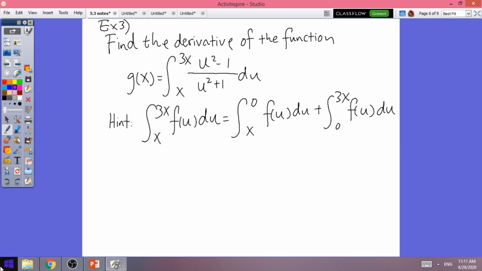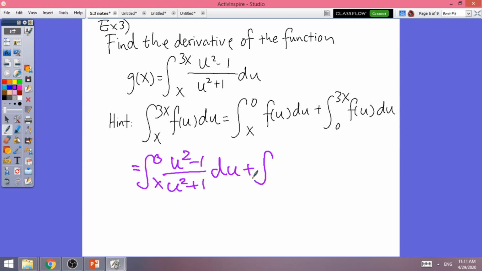Okay, so once you separate it out, we do have the integral from x to 0, so let's just rewrite it. Find the derivative, so let's just plug in the function first, f of u, which is this. We have u squared minus 1 over u squared plus 1, the integrand, which is a rational function, du. And then the second piece, from 0 to 3x, f of u, which is u squared minus 1 over u squared plus 1, du.